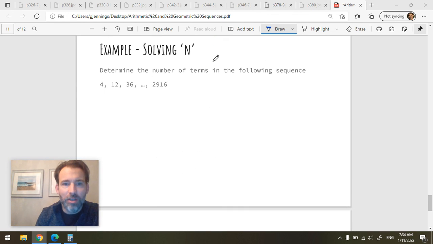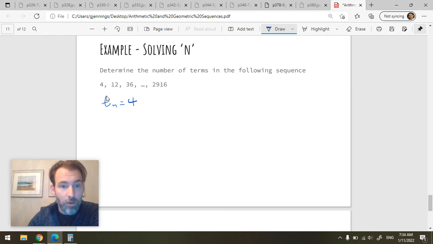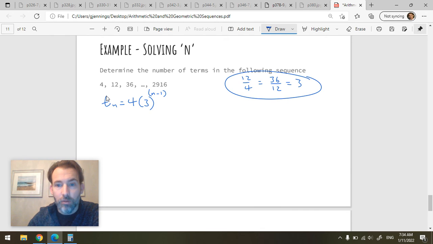And then determine the number of terms in the following sequence. So now I want to know what term number that is. All right, first I need my general term. So this is 4, and then I multiply by 3. We've already looked at this one. So this is my general term, t_n is equal to 4 multiplied by 3 raised to the power n minus 1. How did I find 3? Well, I can take 12 and divide it by 4, or I can take 36 and divide it by 12, and that's all equal to 3. Okay, so there is my common ratio.